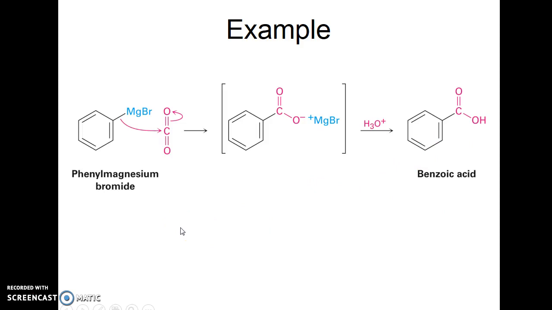Here is a carboxylation of a Grignard reagent. Here's phenylmagnesium bromide. We're treating it with carbon dioxide. And what do we get? We get insertion of the carbon dioxide between the carbon and the magnesium. And when you wash with acid, we have added a carbon as a carboxylic acid.